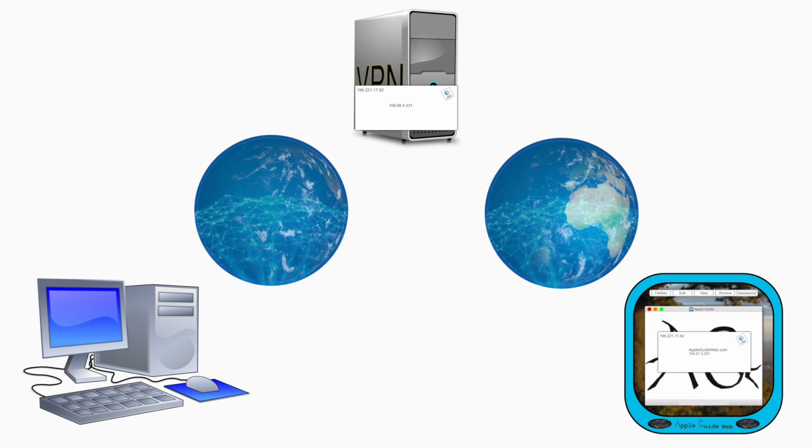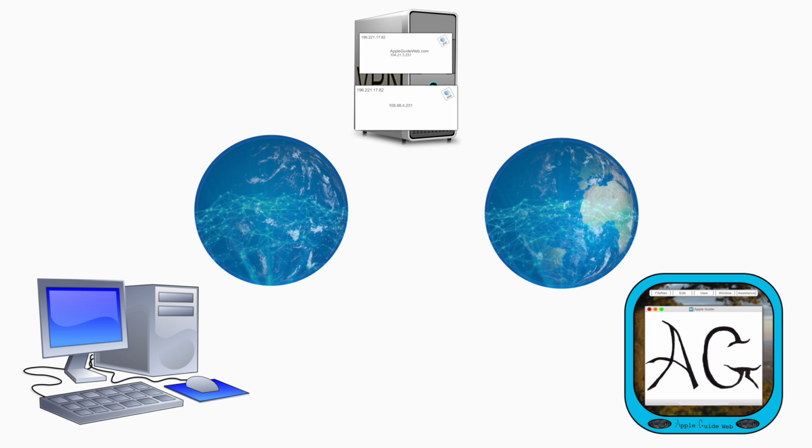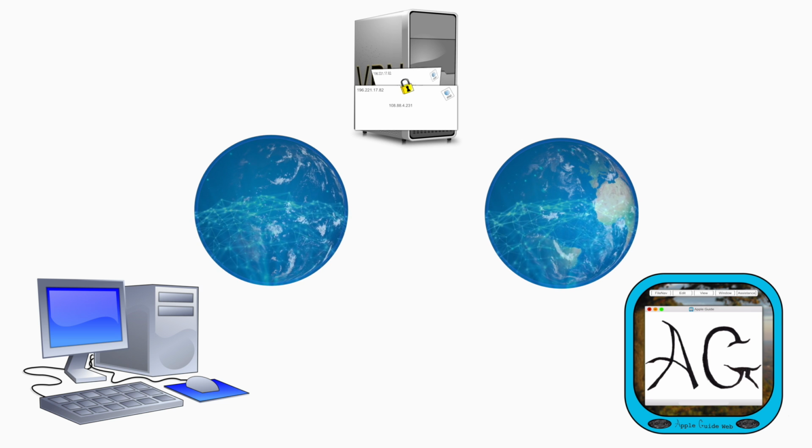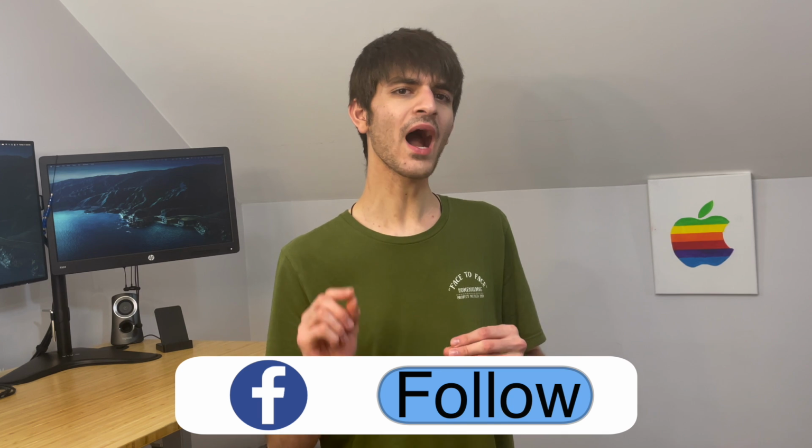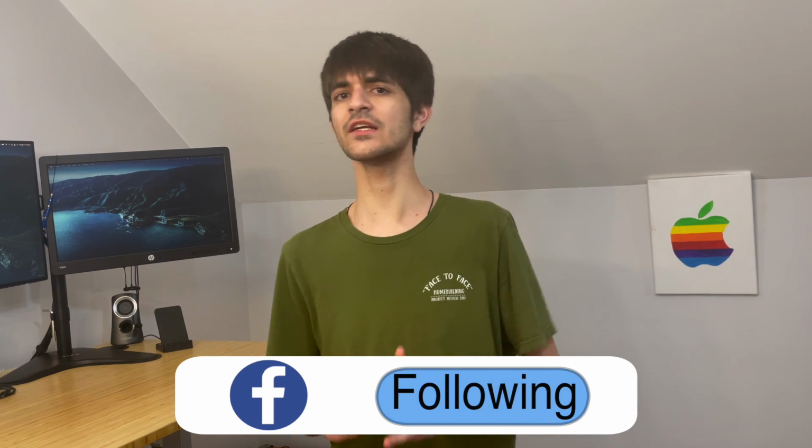Then, appleguideweb.com will send the information back to the VPN provider, who will repackage the letter and send it back to me. In the end, appleguideweb.com may never know where I am. This is how VPNs can make you appear like you're in a different city or even in a different country. This also hides your internet activity from your internet provider and anyone in between.